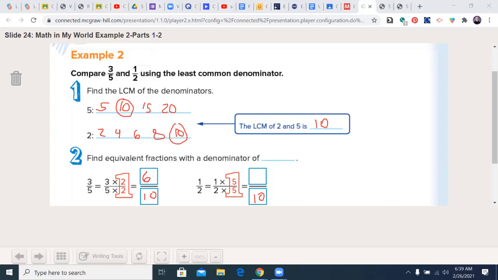3 times 2 is 6. Over here, how many times did 2 go into 10? 5 times. So I multiplied 2 times 5 to get 10. I need to multiply the top number, the numerator, which is 1, by 5, and I get 5/10. So at this point, you probably already have an idea where you could just go like that, but there's more on your paper. Go ahead and write that in. I'll give you a few seconds.